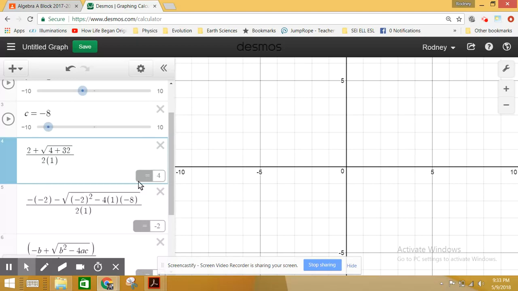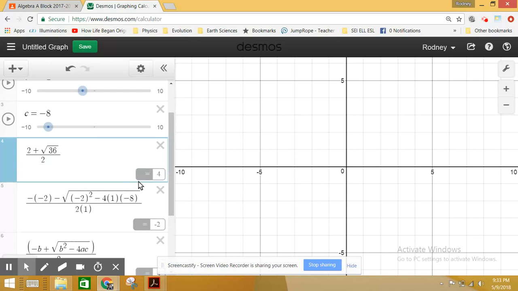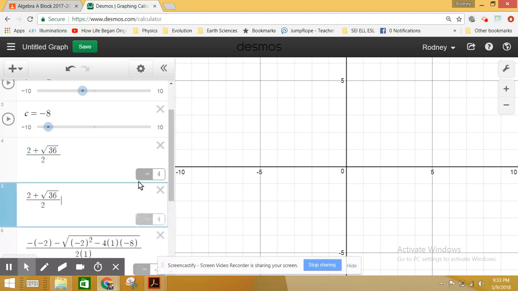4 plus 32 is 36. We just steadily simplify this. 2 times 1 is just 2. So now I've got a much simpler expression. I've got 2 plus the square root of 36 over 2. And I'm going to copy, paste, and replace this plus with minus.